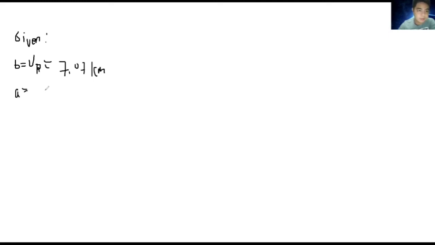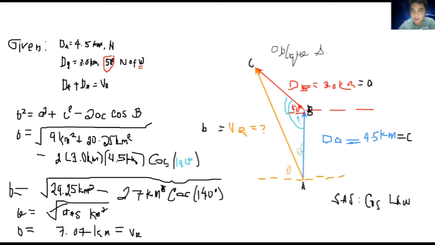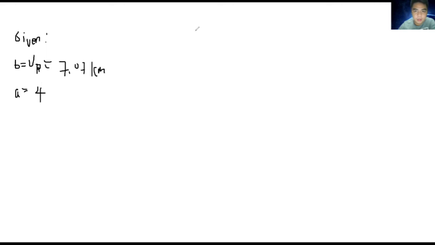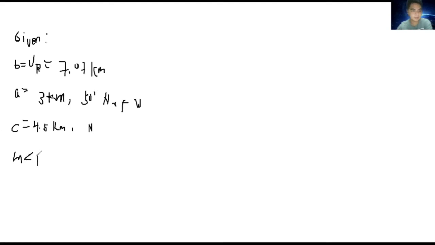Then we have A equals 4.5, if I'm not mistaken. Balik tayo, sige. Sorry, that is 3 pala. And then we have 4.5, that is C. This is 3. Okay. 3 kilometers, 50 degrees north of west. And then we have C equals 4.5 kilometers northward. The measure of angle B is 140 degrees as we identified a while ago.